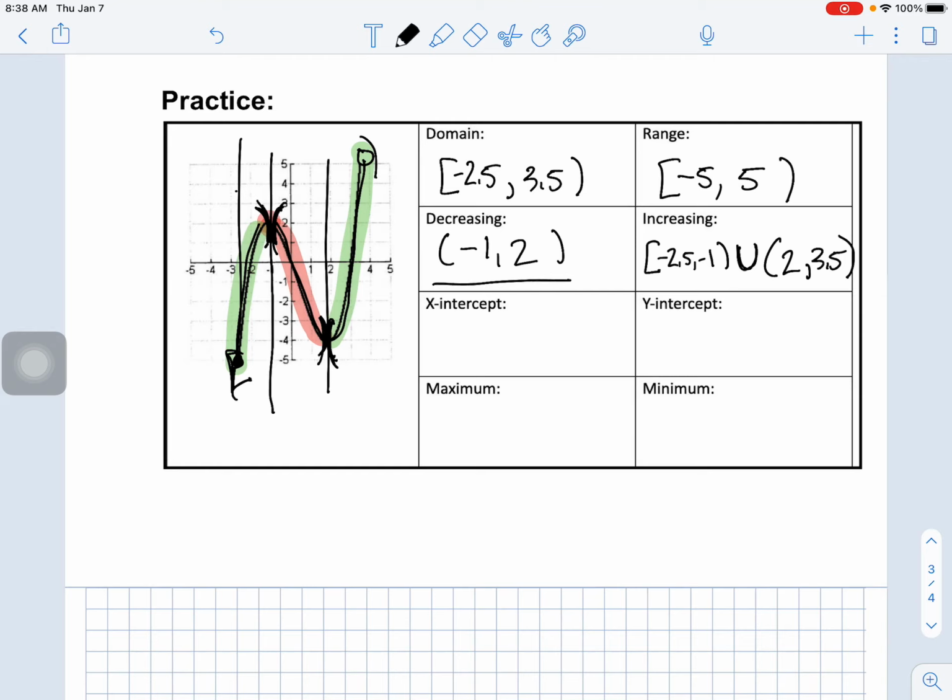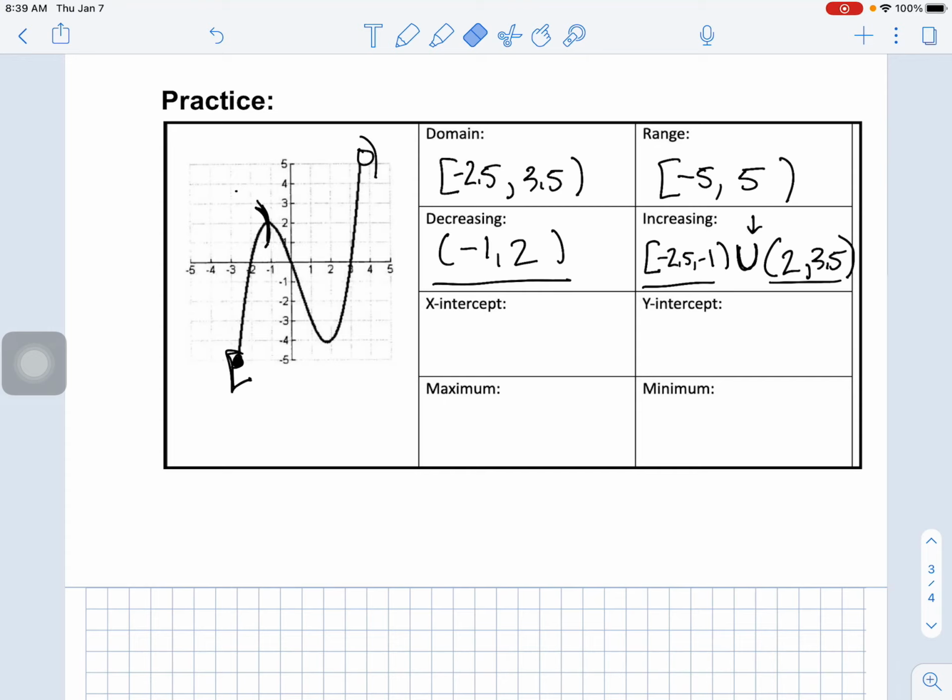So this is like the domain of when it decreased, and this is the domain in chunks of when it increased. So if it takes a break, you use this U symbol. So the x-intercept is anywhere it crosses the x-axis. So I'm going to look along the x-axis and say, oh, wow, this one has 3 x-intercepts. And I'm going to list all 3 of them.